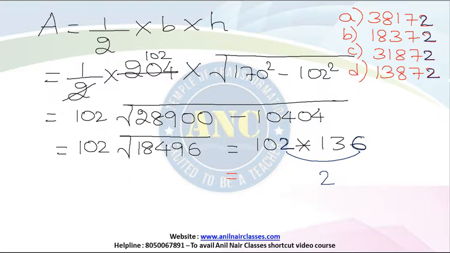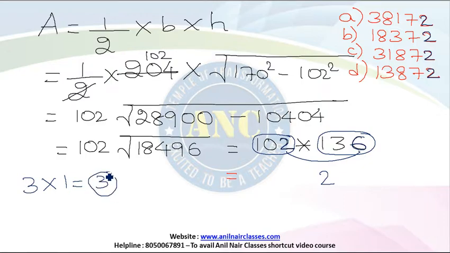Sir, can I apply digital sum? Definitely you can try with digital sum. Digital sum of 102 is 3. Digital sum of 136 is 1 plus 3 is 4, 4 plus 6 is 10. 10 is not a single digit number. Again add the digits of 10. What is 1 plus 0? 1. 3 into 1 is 3. The answer's digital sum should be 3.